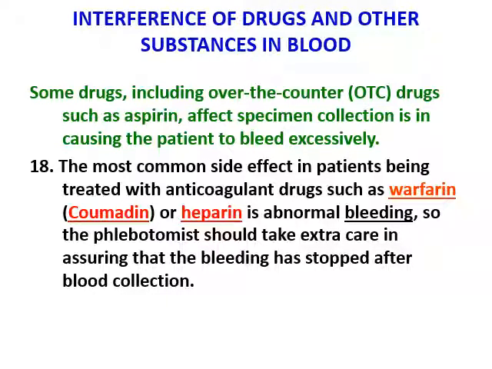So anticoagulation drugs, we need to look at those like warfarin, Coumadin, and heparin. It will cause abnormal bleeding, so the phlebotomist should take extra care to ensure that that bleeding has stopped, okay? And never leave a patient unless you know that bleeding has stopped. You always let a nurse know if they don't stop bleeding because they're on one of these drugs.